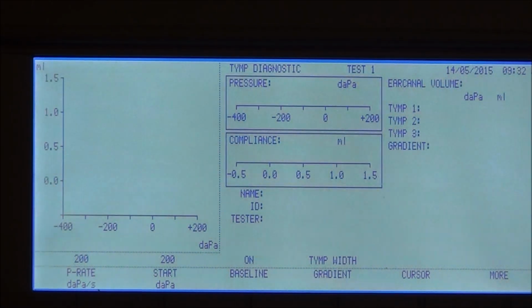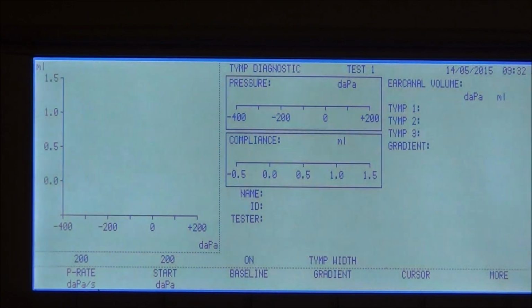So what is going to happen? The pump is going to initially start from plus 200, so it builds a positive pressure in the ear canal. And then it sweeps at 200 daPa per second and goes till minus 200. At every in-between pressure, it is going to measure compliance. Those compliance values will be joined as a line drawing, like how our audiogram connects all the points.